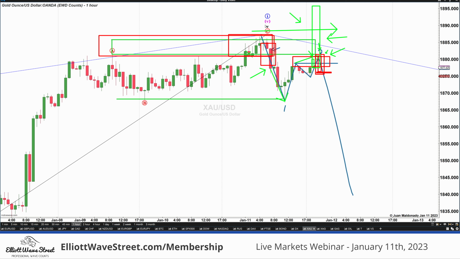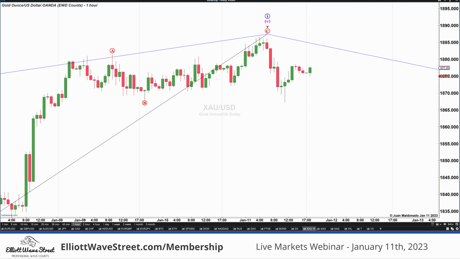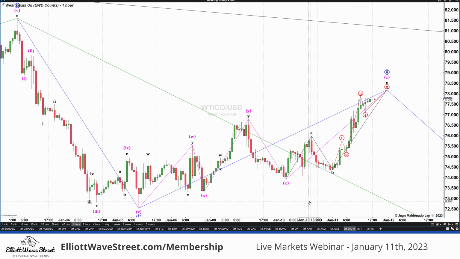So this process can be repeated and repeated and repeated in different time frames. Some trades are going to work, some other trades are not going to work. At the end, the ones that work are going to make more money because the risk reward is excellent when we trade like that. Let's have a look at another one, the oil.